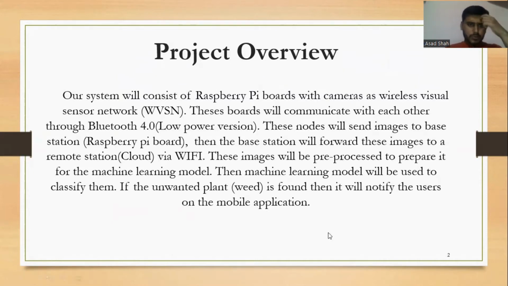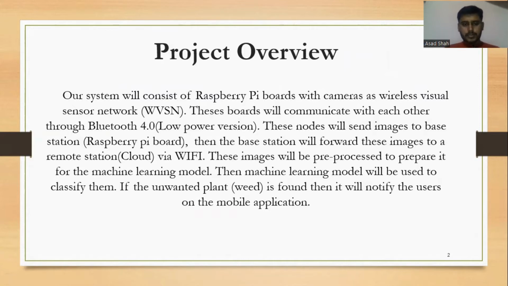So here is our project overview. Our system will consist of Raspberry Pis, and we will be using Raspberry Pis as visual sensor nodes. They will be capturing images from the field, the agriculture fields, and these captured images will be sent to the base station. The base station will be a Raspberry Pi. The medium of communication between them will be Bluetooth 4.0. We will be using Bluetooth 4.0 because it's a low power version and it consumes less power than the other versions. And the base station will be connected to the internet.